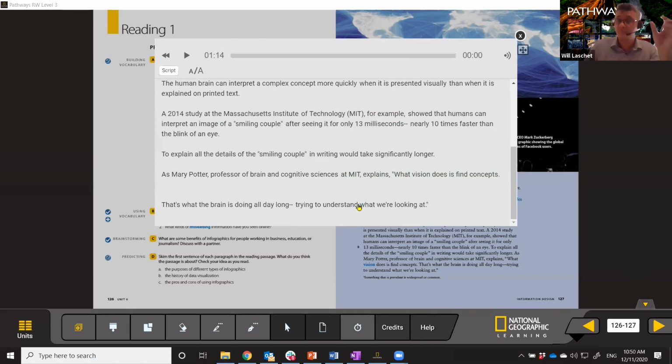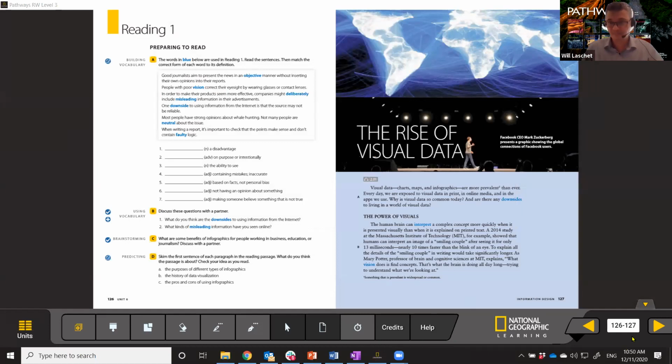Sight is our most important sense, and our brain is constantly trying to comprehend what it sees. And that is why infographics are so effective, because our brain is designed to get information that way. It's natural for us. Reading is something that we learn. It's not as natural as interpreting images. Okay, let's move on and listen to the next part.